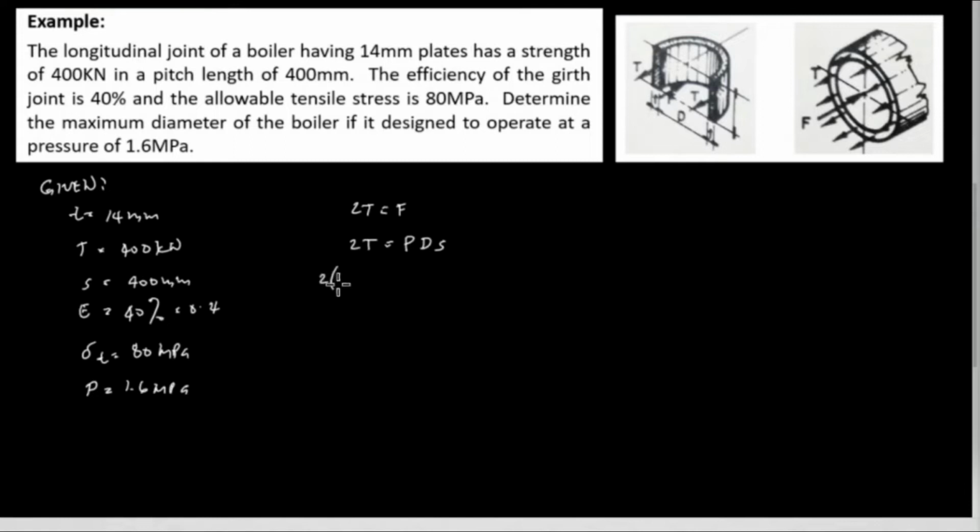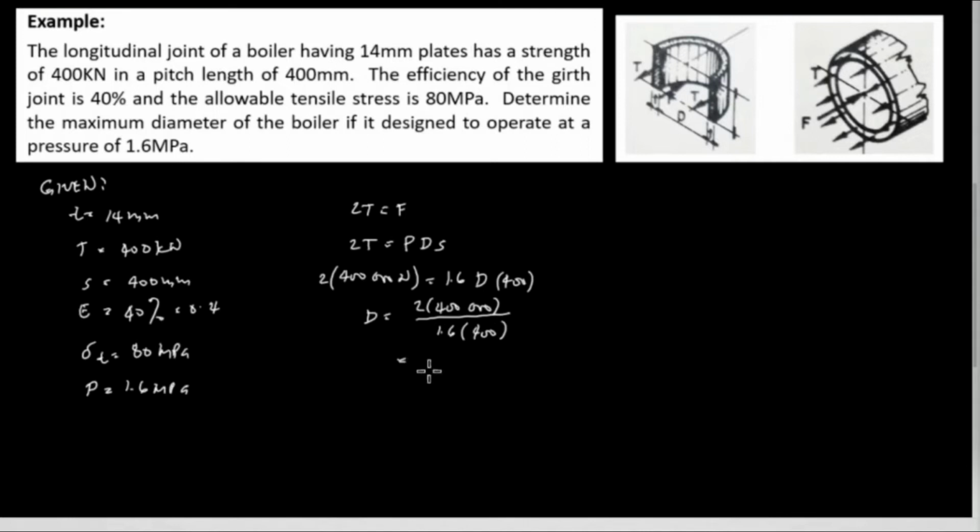Then we substitute. So 2 times 400, in terms of Newton, it should be 400,000 Newton, is equal to the pressure, which is 1.6 megapascal, with the diameter, which is the unknown, and multiplied by 400 millimeter. And then we equate, which means D is equal to 2 times 400,000, divided by 1.6 times 400.